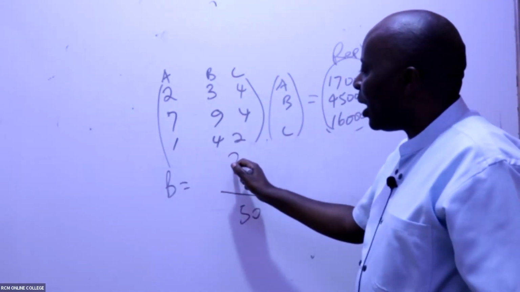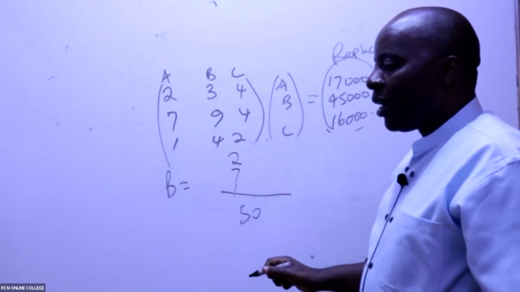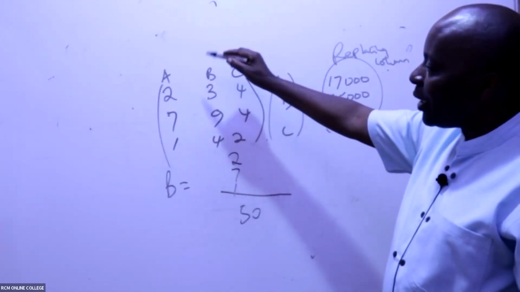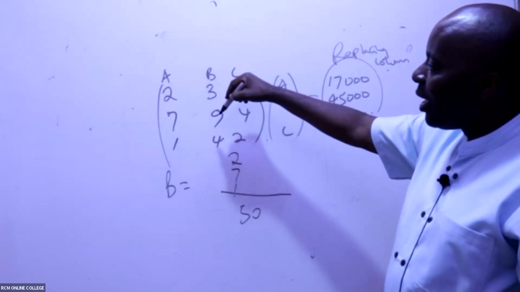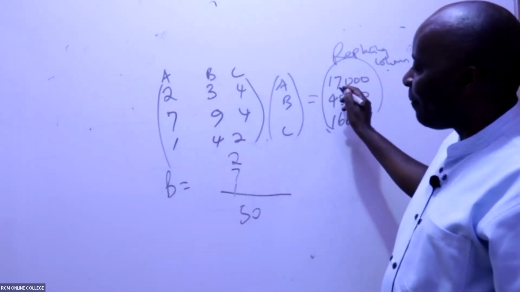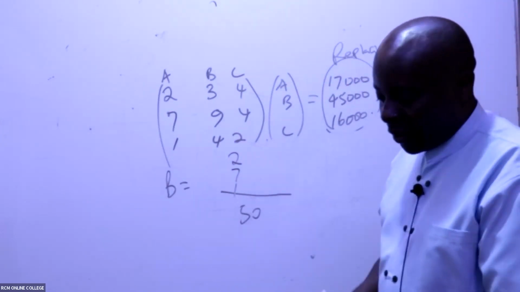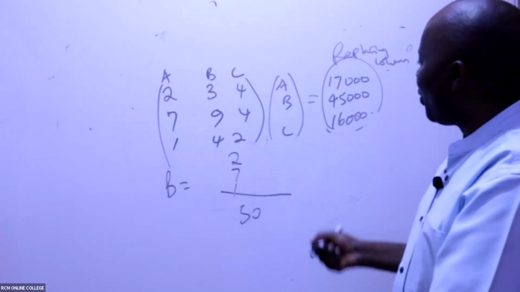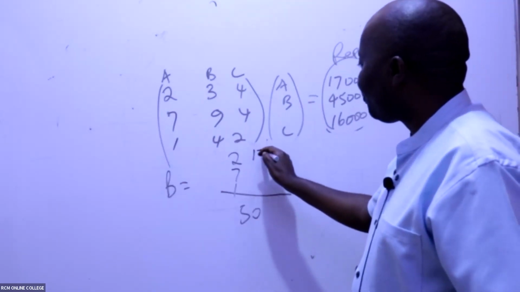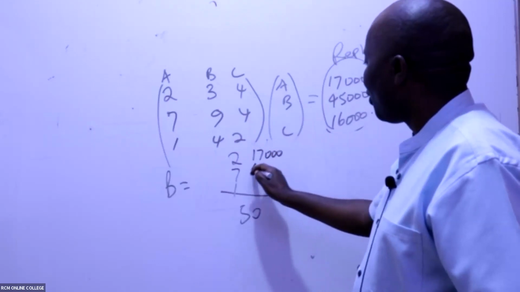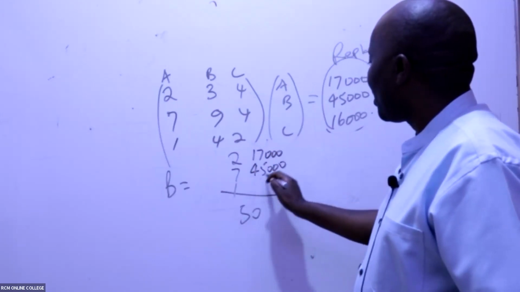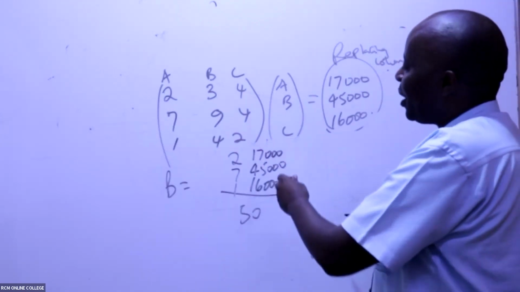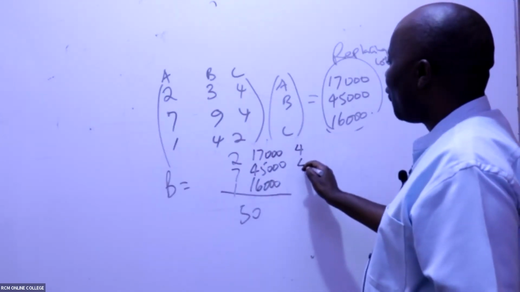So here I will have 2, 7, 1. When I come to the column of B, it has to disappear. We need a replacement. And where is the replacement? It is this one. So the second column here is taken over by that replacement, which is 17,000, 45,000, 16,000. And then what happens in the column of C? These remain 4, 4, 2 like that.